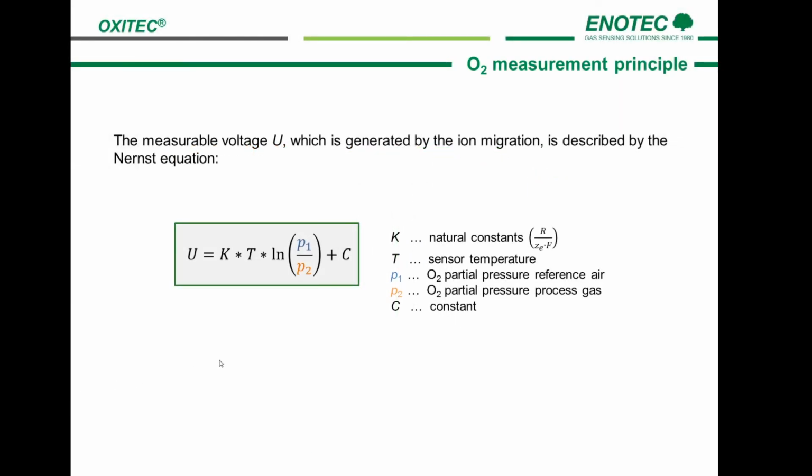In the Nernst equation, the generated voltage is dependent on the temperature of the sensor, a factor K which consists of natural constants, and on the ratio of the O2 partial pressures of the reference air and process gas. C is the constant offset voltage. By using a constant operating temperature and a constant reference air, the generated sensor voltage directly relates to the O2 partial pressure in the process gas, hence the O2 concentration in the process gas.